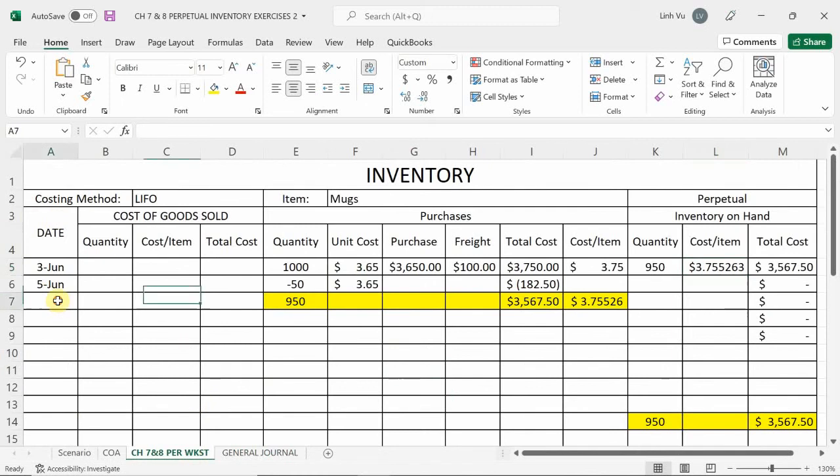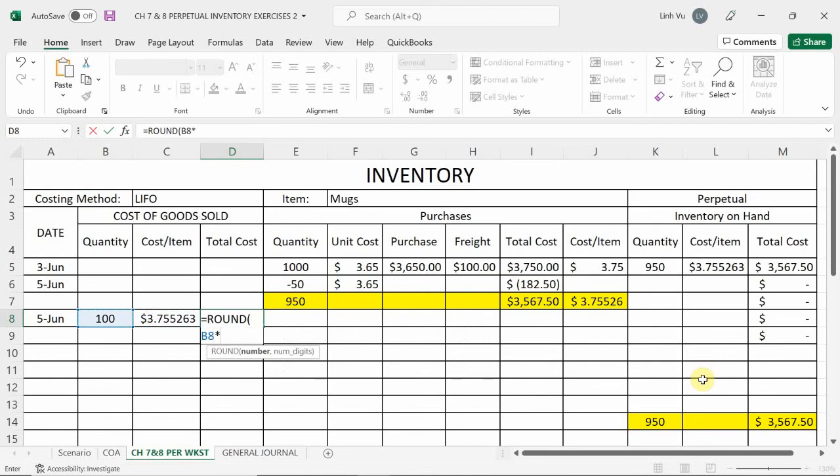So here's my inventory worksheet. Okay? I sold 100 units, right? Now, at what cost am I going to recognize here? How much is it going to cost me if I only have one batch of inventory right now? How much is it going to cost me to sell off my first batch of inventory? $375.526 is correct, right? If it's going to cost me that much, then what is 100 times that? $375.53. Good.